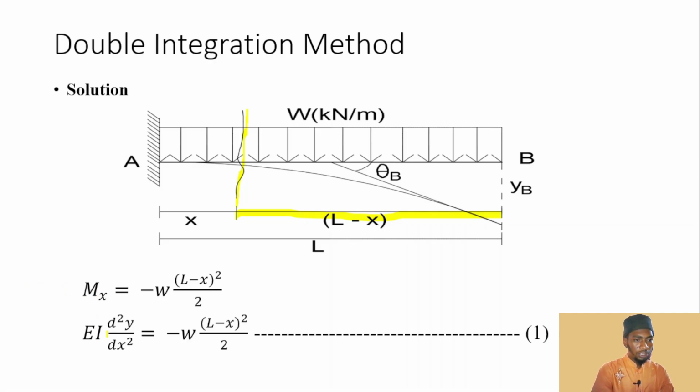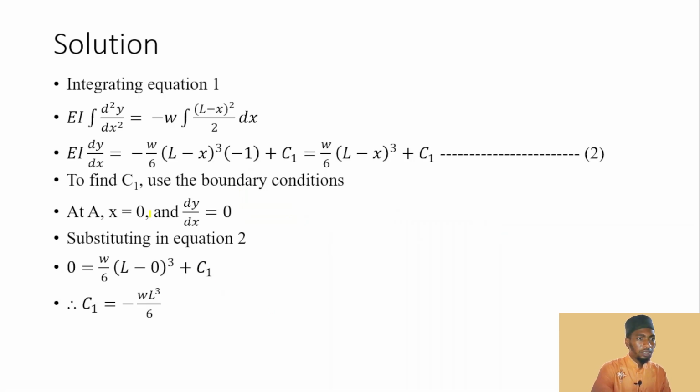We know that Mx is equal to EI d squared y by dx squared. Substituting, we have our equation 1 as you see it here. Then you integrate the equation. I factored EI out because it is a constant. So EI times the integral of d squared y by dx squared is equal to minus W times the integral of L minus X squared over 2 dx. Integrating the left hand side, we have dy by dx, so the square is gone.